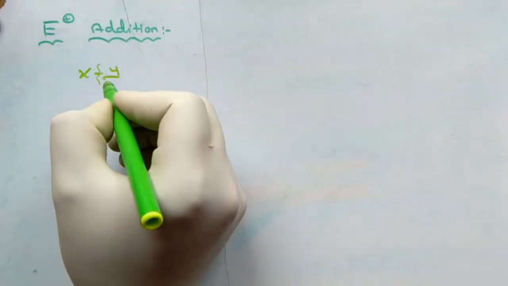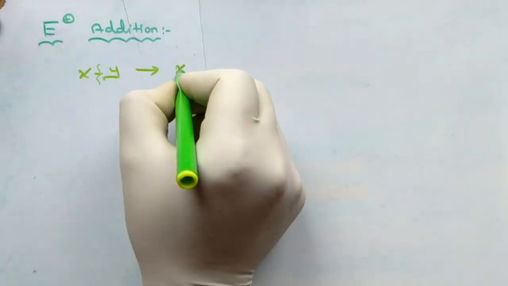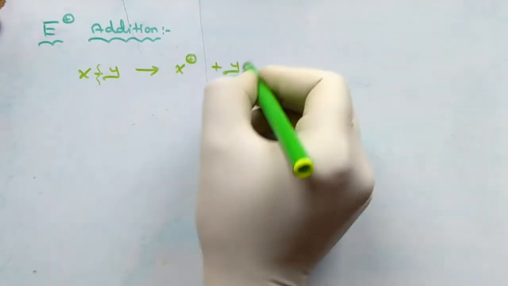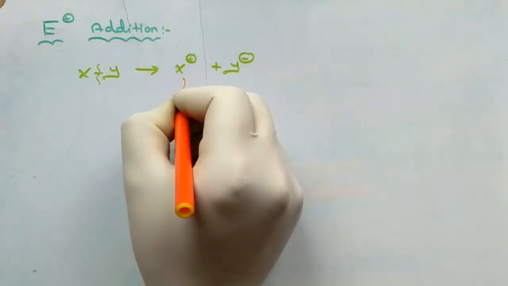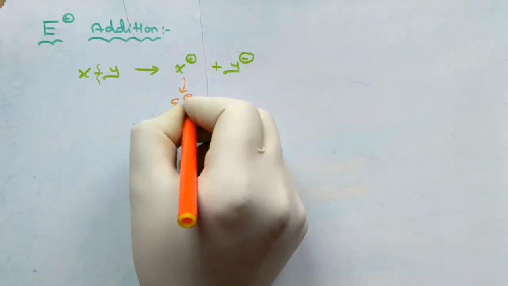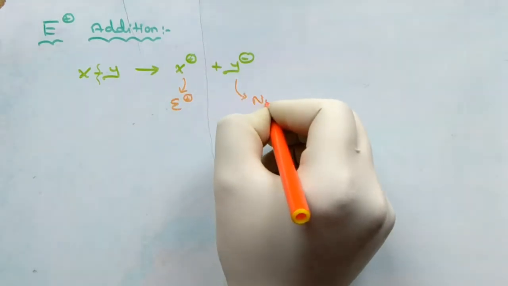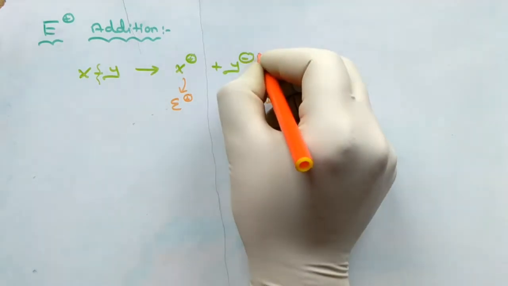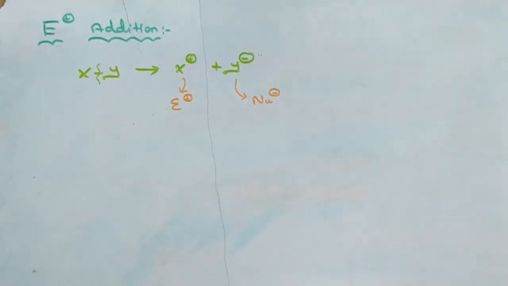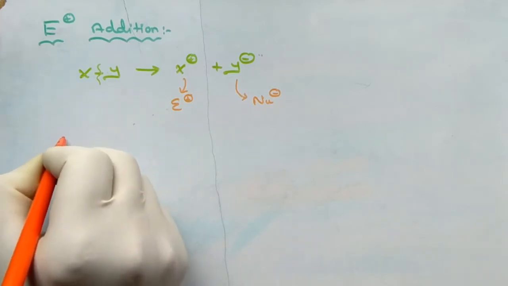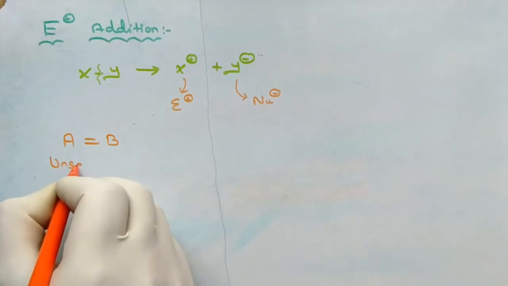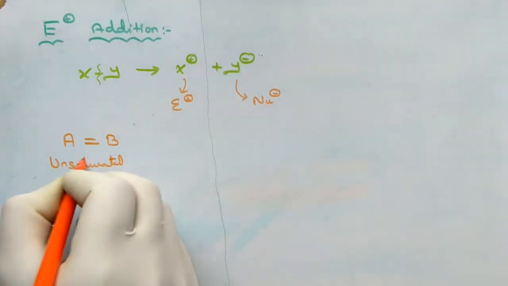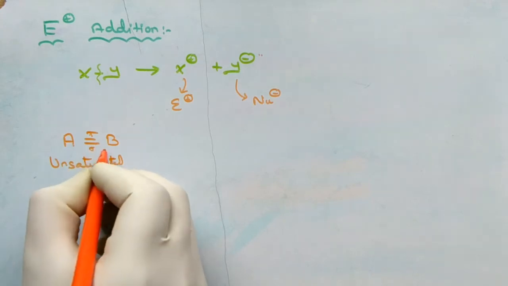For example, if a compound XY is dissociated, then we will get X plus and Y minus. Here the X plus is called as electrophile and Y minus is called as nucleophile. X plus is electrophile, Y minus is nucleophile because it has the bonding pair of electrons with it. For example, if a compound A double bond B, it is an unsaturated compound because out of two bonds, one bond is pi bond and the other one is sigma.